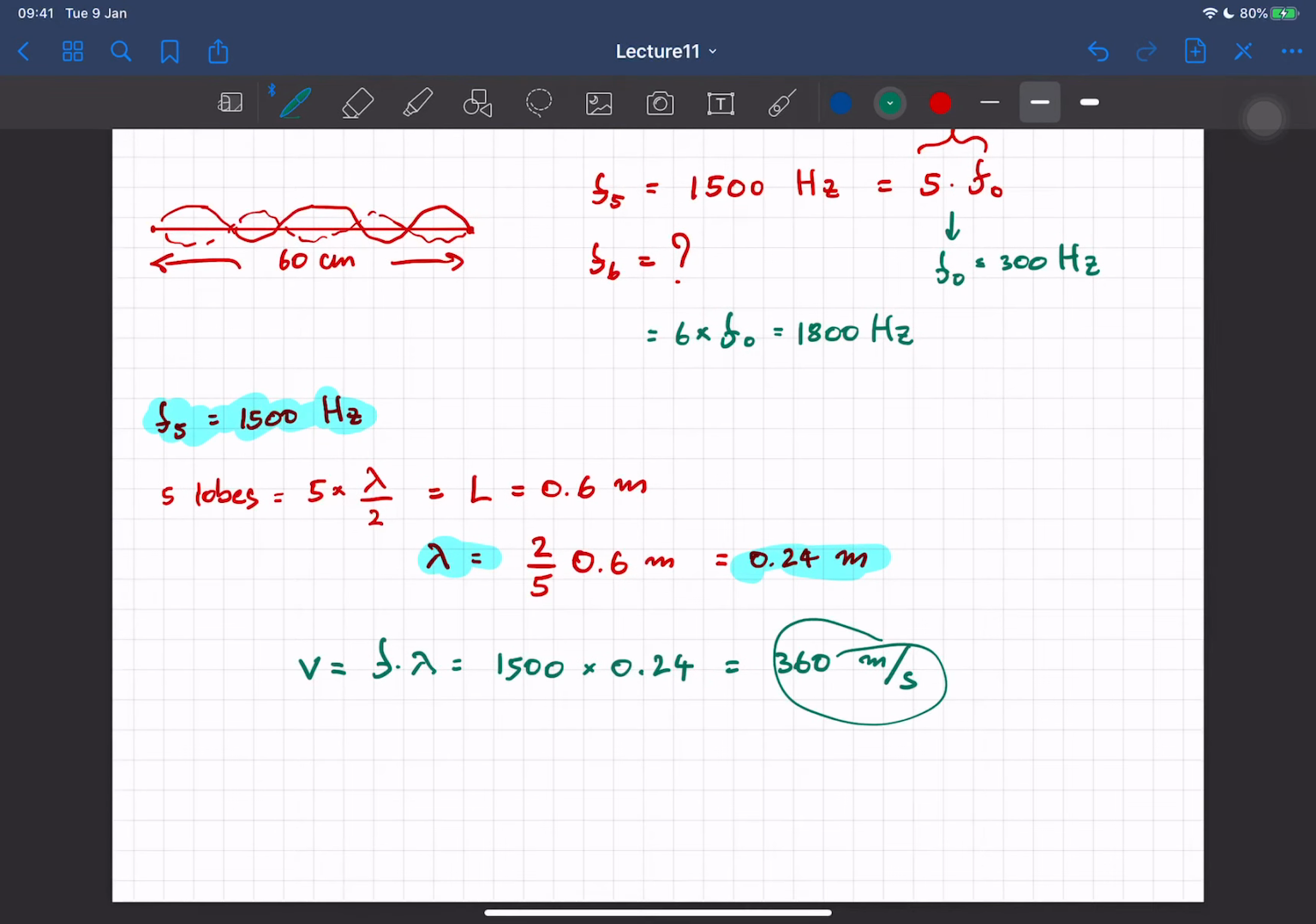This is the wave in the string, even though the number turns out to be kind of close to the speed of sound in air. When you hear sound from a guitar string, well, a guitar is something that looks like this, right?